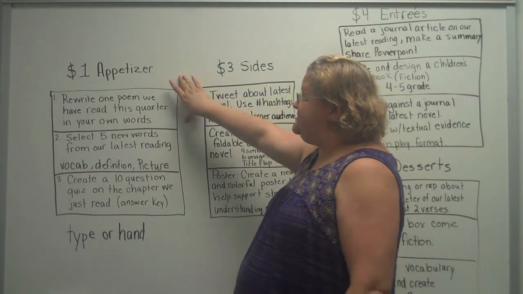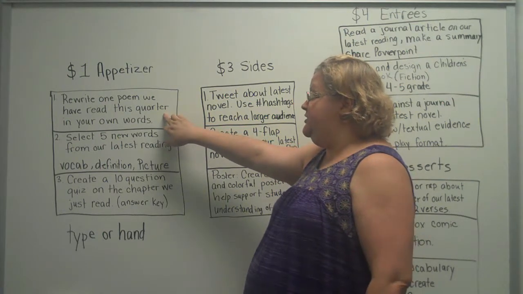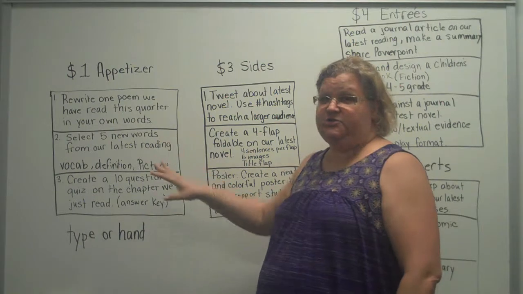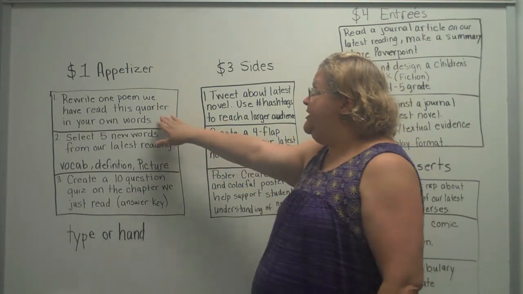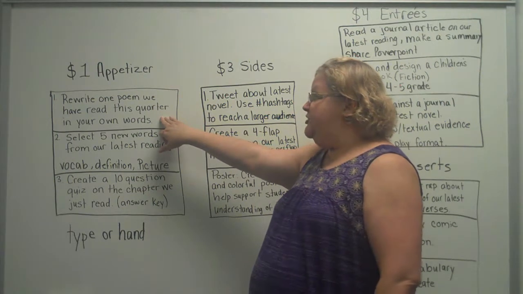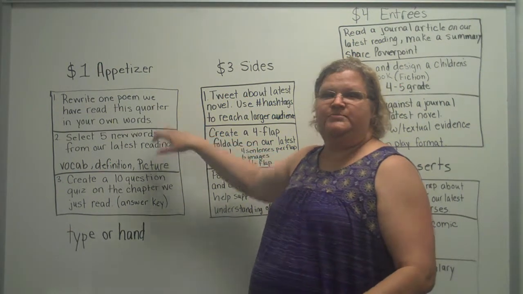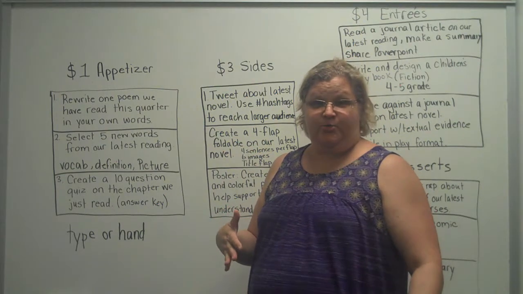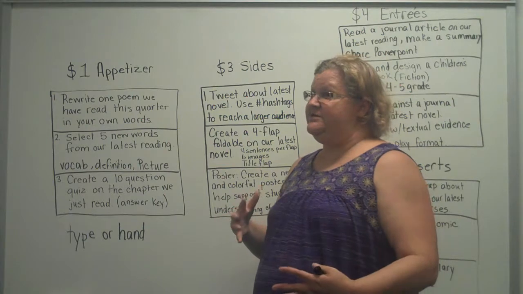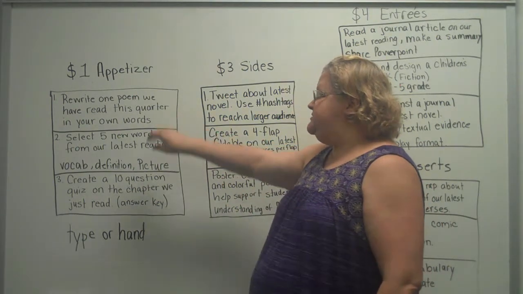This week's choices: you're going to rewrite one poem we have read this quarter in your own words. Now you can look at your worksheets, because you have all this on the worksheet that you're going to keep in your binder. You're going to take a poem that you read this quarter and put it in your own words. It's going to have the same meaning, the same content. You can make it easier if you thought the poem was hard. You can make it harder. You can make it more mysterious. You can try to make it funny. All right, you're going to do it in your own words.